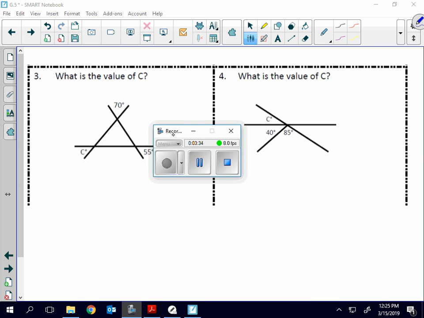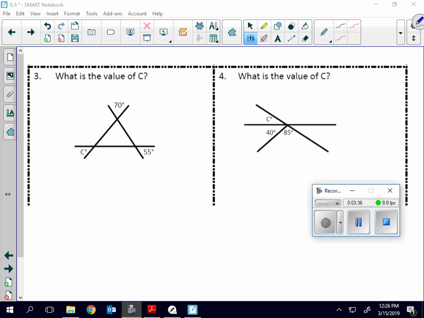Number 3, we want to find C in this picture. All right, we don't have our parallel lines, but we do have another shape here. We have a triangle. And you know that all the angles in a triangle add to 180. Well, what about the angles in that triangle? Look at this. This is an X. We know the angles across from each other in an X are the same. So this would also be C.